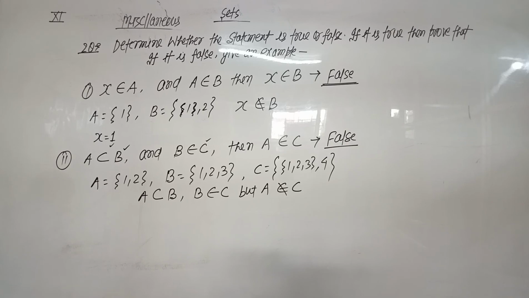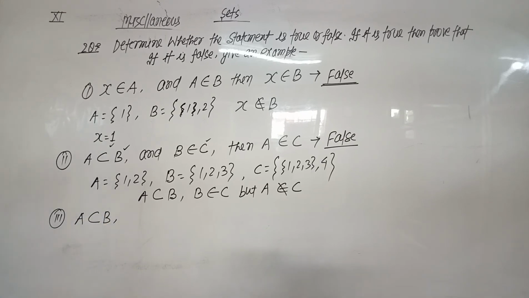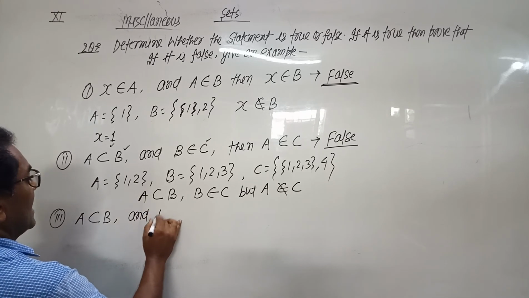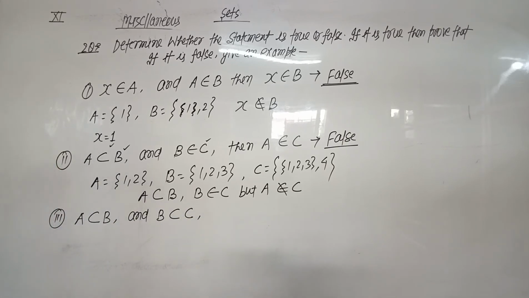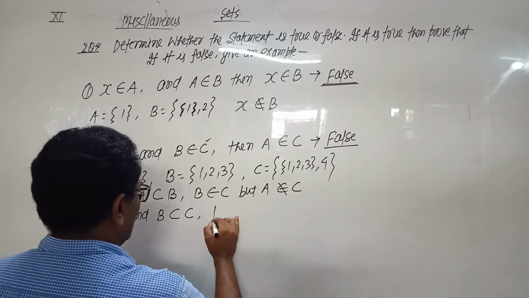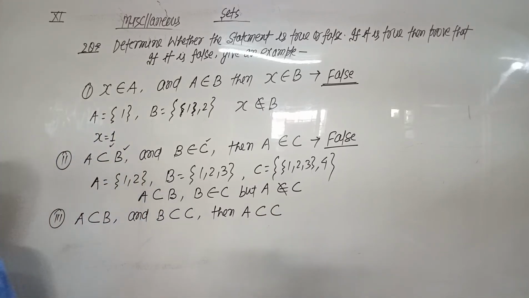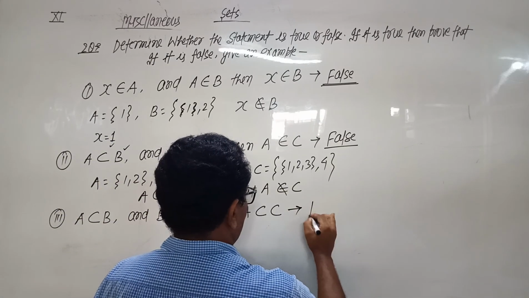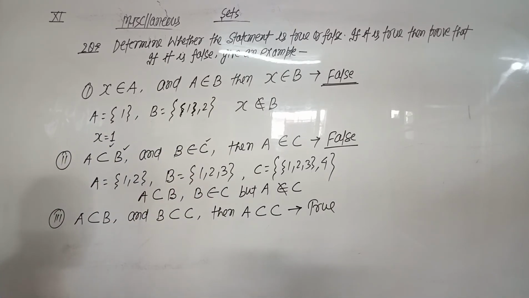Now the third part: if A is a subset of B and B is a subset of C, then A is a subset of C. So this statement is true. Now if it is true, then prove how it is true by giving an example.